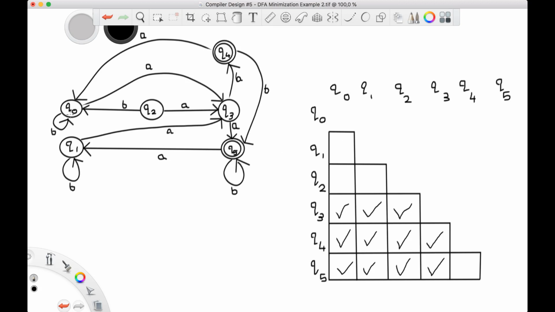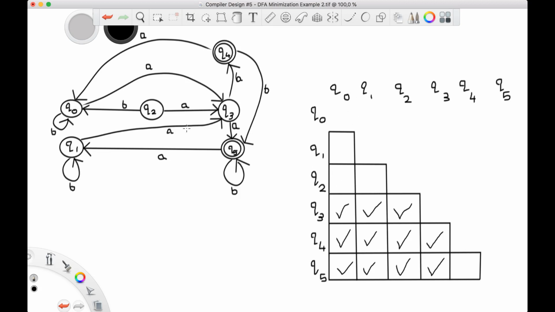Well, Q0, Q1, an A from Q0 goes to Q3, an A from Q1 goes to Q3, again it's not going to be checked. A B from Q1 goes to itself, a B from Q0 goes to itself, again it's not going to be checked. And what about Q2? Once again, an A from Q2 leads to Q3, an A from Q1 leads to Q3, a B from Q2 leads to Q0, a B from Q0 leads to Q0, so Q0, Q2 is not going to be checked.